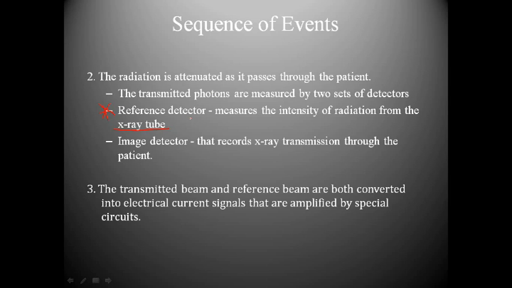The image detector is what records the X-ray transmission through the patient. So it looks at the attenuation value, how much was produced versus how much has actually made it there, and then analyzes it. The transmitted beam and reference beam are both converted into electrical currents and then amplified by a special circuit.